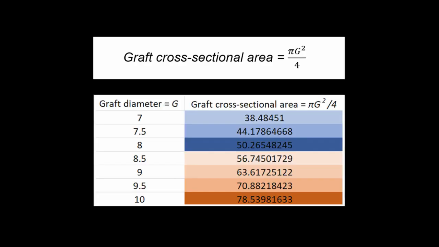In creating the oval tunnel, we first measure the diameter of the graft bundle, which we identify as capital G. We then calculate its corresponding graft cross-sectional area using the formula shown on the screen. Using this formula, we have this table which lists the different calculated graft cross-sectional areas for each corresponding graft bundle measurement. Next step is to determine which drill diameter to use, which we identify as capital D, and how much to tilt it to make an oval tunnel.